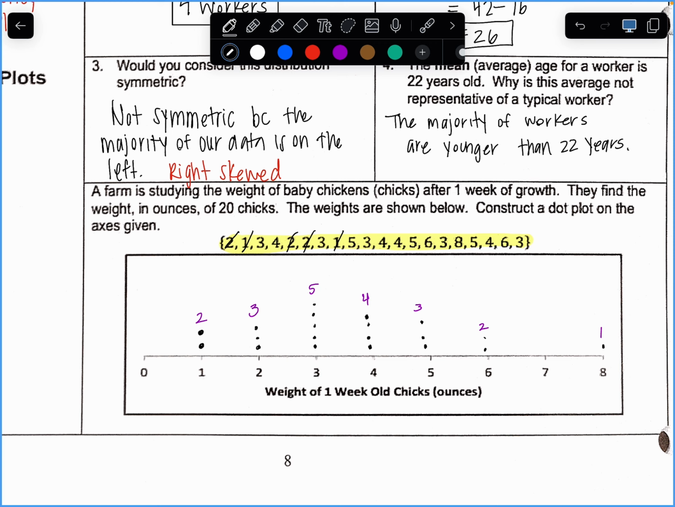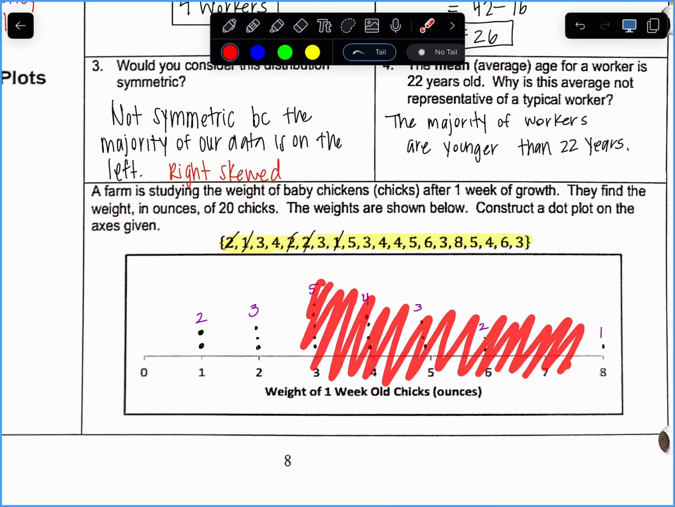How many chickens weighed less than 3 ounces? 5. Yeah, right, because less than 3, we're not going to consider these, and we're like, 3 plus 2 makes 5.